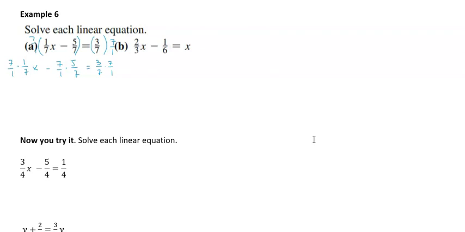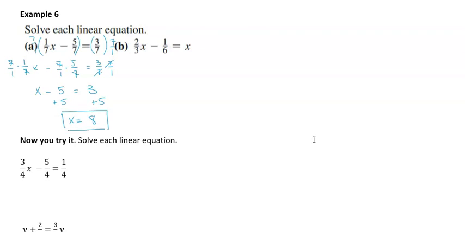So the 7's cancel in every case. Okay, so on the first one, we just end up with x minus 5 equals 3. Now it's very simple. We're going to add 5 to both sides, and we get x equals 8. All right, so that suddenly became very simple without the fractions.